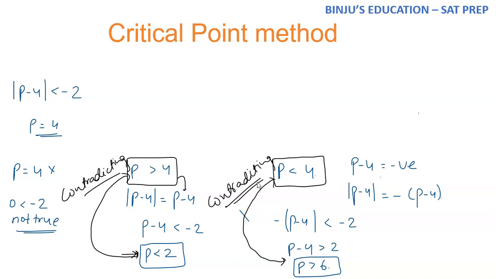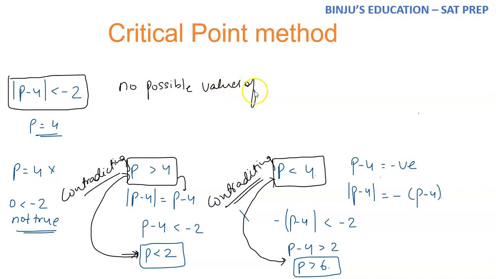Now go back to the question. Question says mod of p minus 4 is less than minus 2, which means the distance between p and 4 is less than minus 2. Now think about this logically. Is this even possible, that the distance between p and 4 is less than minus 2? No, it's not. No possible values of p.